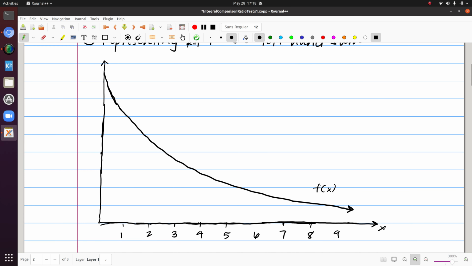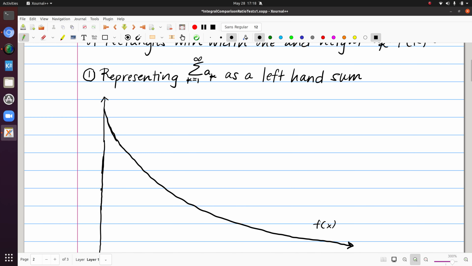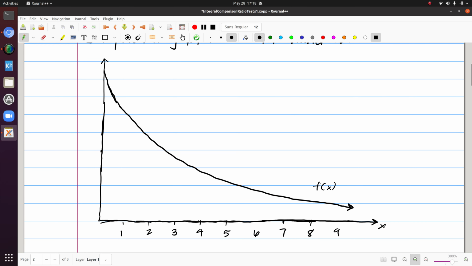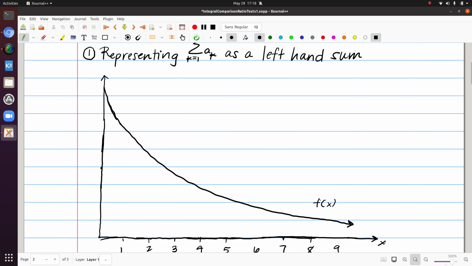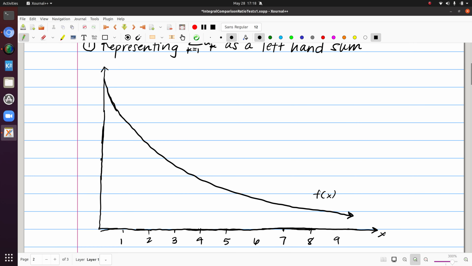To do that, we can choose to take advantage of the fact that the y values at x equals 1, 2, 3, etc. for this function are equal to the terms of my series. So in particular, the way we've defined the connection between f of x and a sub k is such that when I plug in 1 to f, the output f of 1 is equivalent to a sub 1. When I plug in 2, I get a sub 2. When I plug in 3, I get a sub 3, and so on.